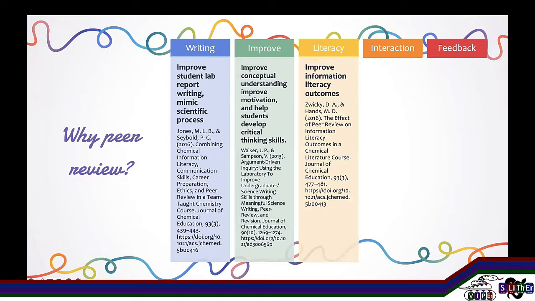This article from 2016 talks about using peer review in a chemical literature course, and specifically it looks at how that peer review helps improve the information literacy outcomes. This is another area where we say we really care about students learning and being scientifically literate by the time they graduate from our programs, but this is definitely a difficult thing to do. And peer review is one place where we can maybe help move that needle a little bit and help bring them closer to scientific literacy.